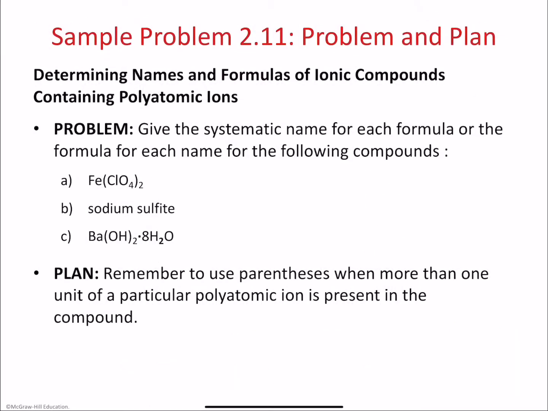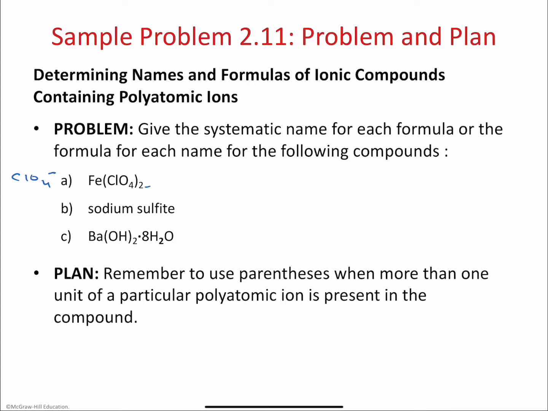So let's take a look at a really fun problem here. It says, give the systematic name for each formula or the formula for each name of the following compound. If I look at the first one, I have Fe. You might remember that that's iron. And then I have ClO4. ClO4 takes on a -1 charge, and that is a perchlorate ion. So that's a polyatomic ion. So I have an iron and I have a perchlorate. Now you might remember that the charge of a perchlorate, ClO4, is a -1 charge.